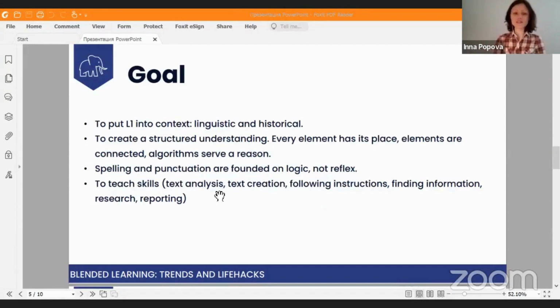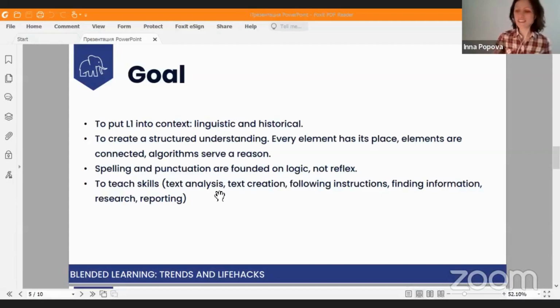We also wanted to create a structured understanding in students, and I will show you later on the graphs how we decided to achieve this goal. Structured understanding of the language as a system of elements where every element has its place, is connected somehow to other elements on the same level or on other levels. And that there are some algorithms in language study, so to say, like morphological analysis, for example.